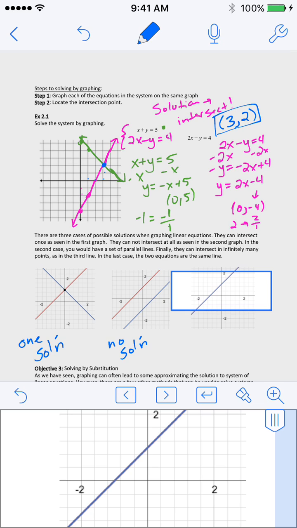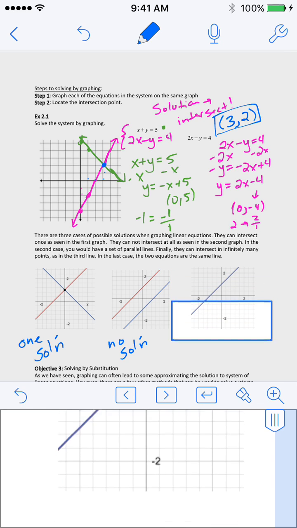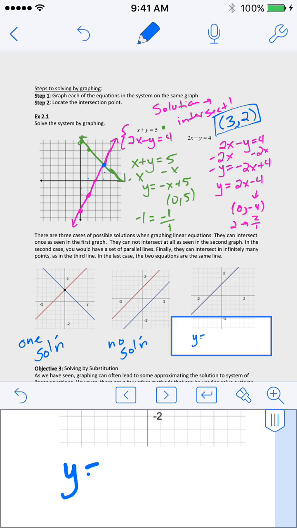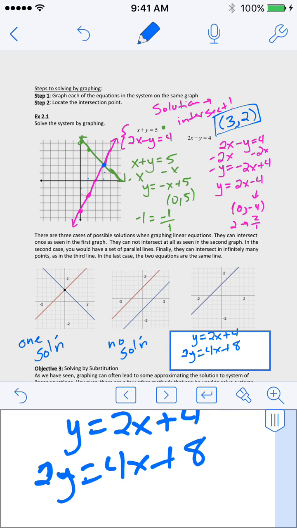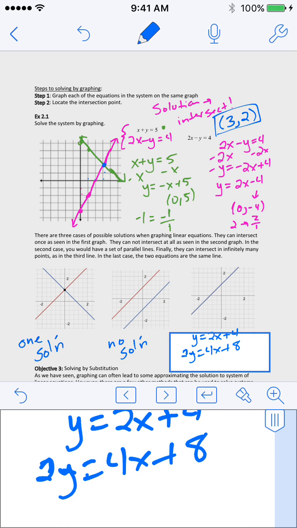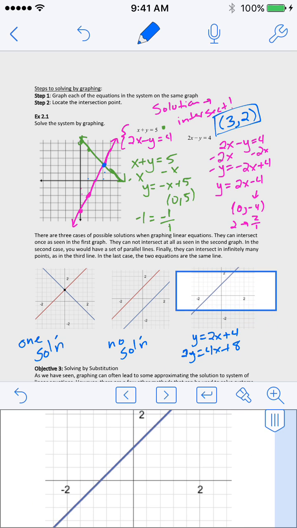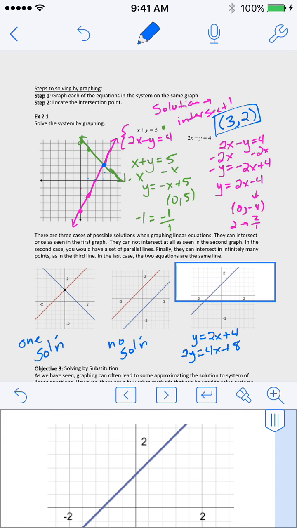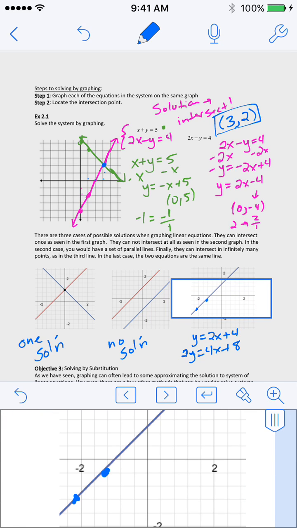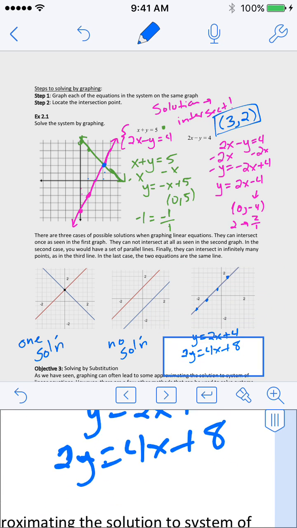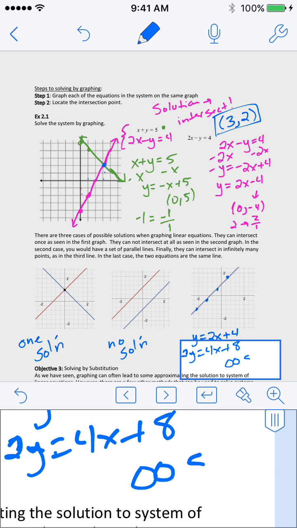The other 1 out of 10 cases would be where they are the same line. Sometimes you'll see things like y equals 2x plus 4 and 2y equals 4x plus 8. And notice, I've just taken the first equation and multiplied everything by 2, right? And so they are actually the same line. That's how you get this one line on the graph. They actually lie over each other, and anywhere along this line, they're going to intersect. That would be infinite solutions. So if they end up with the same line, they're infinite solutions.